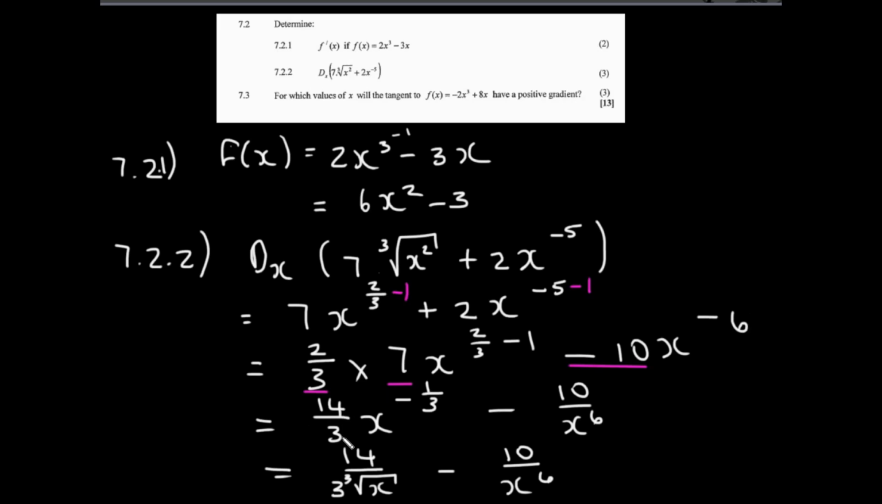So that's 14 over 3 x to the power negative 1 over 3 minus 10 over x to the power 6. Okay? Why do we write it as 10 over x to the power 6? Well, if they want positive exponents, then we can write it like this. And then the 14 over 3 remains the same, but we have x to the power negative 1 over 3. And if we want to write this as a positive exponent as well, we can say that it's 14 over 3 times the cube root of x.